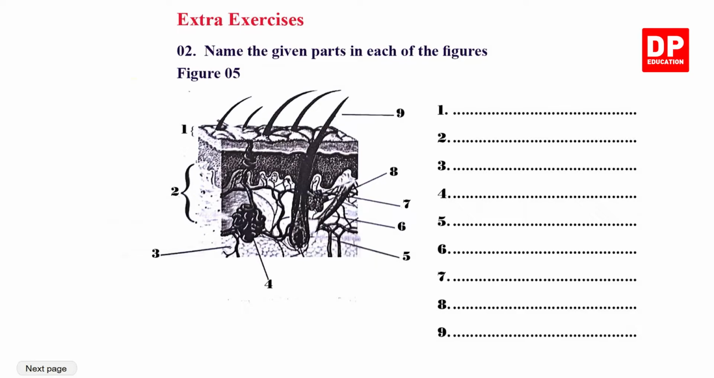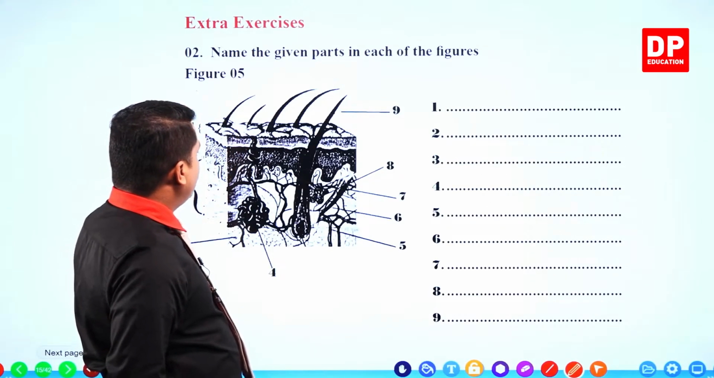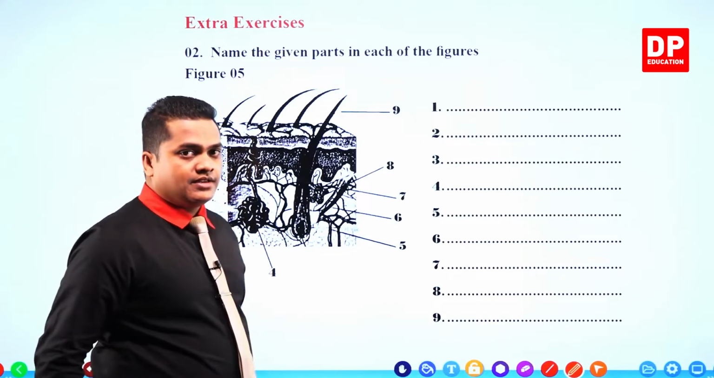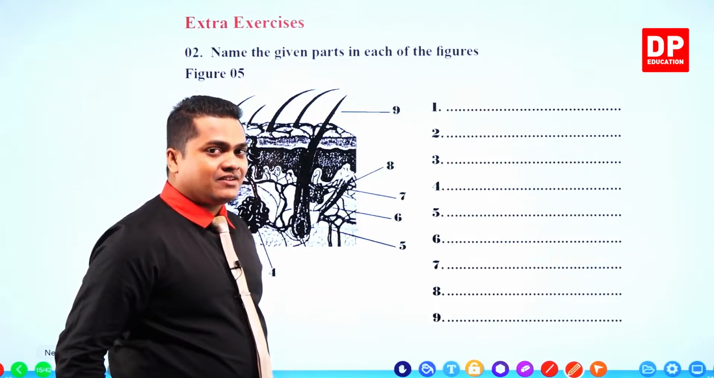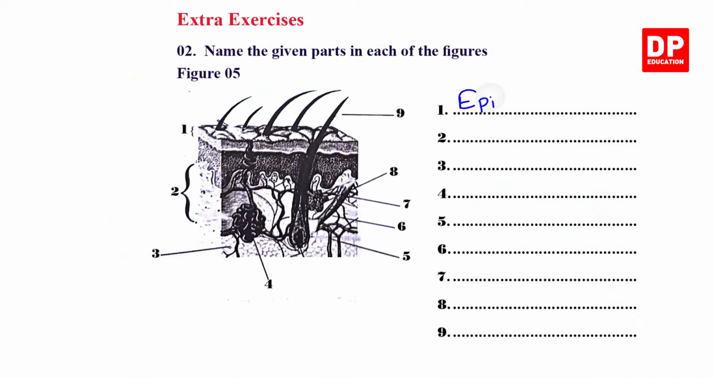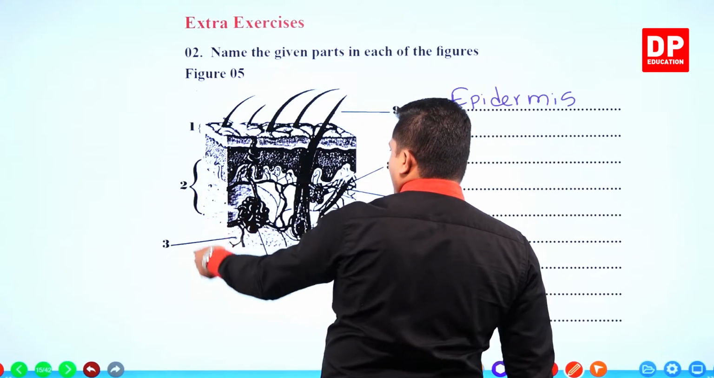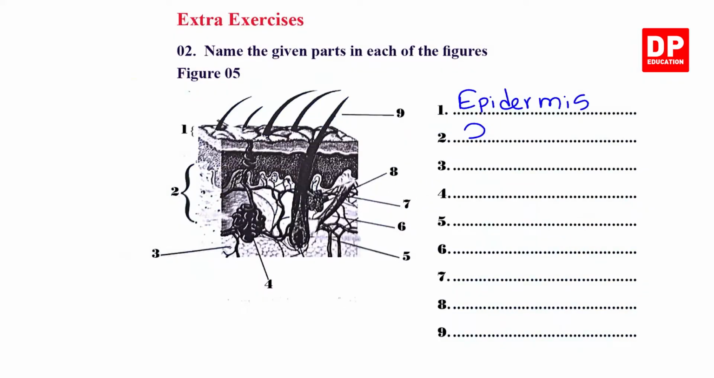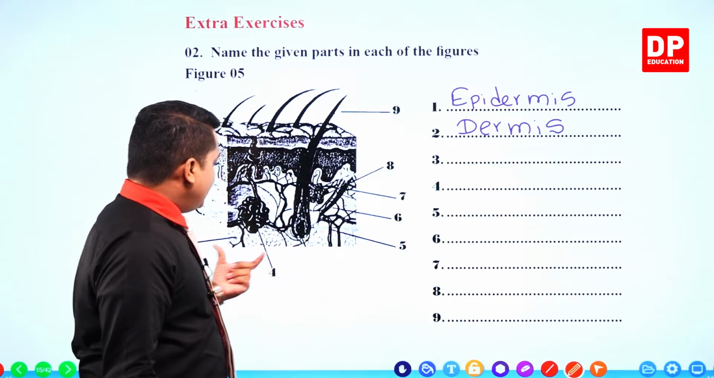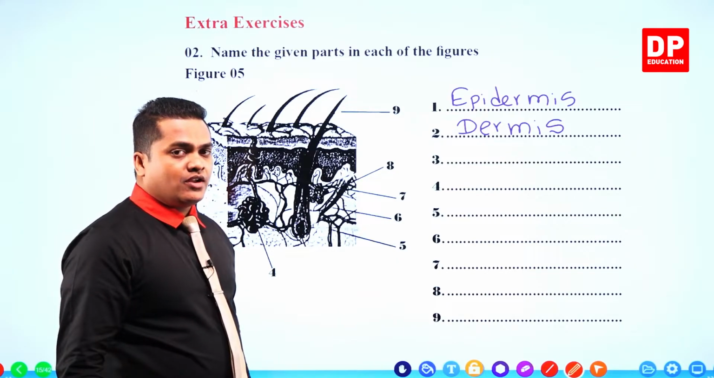A figure of the skin is given. So, let's mark the figure related to the skin. Number 1, the thin layer of the skin that has several cell layers, is the epidermis. Number 2 is the dermis. Number 3, that is the fat layer contained within the skin. Below the dermis, you can observe that fat layer.